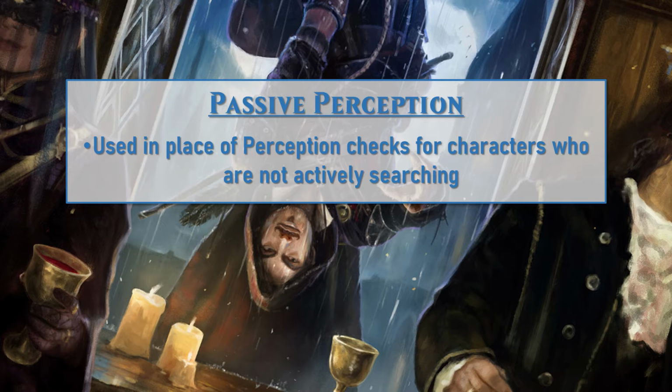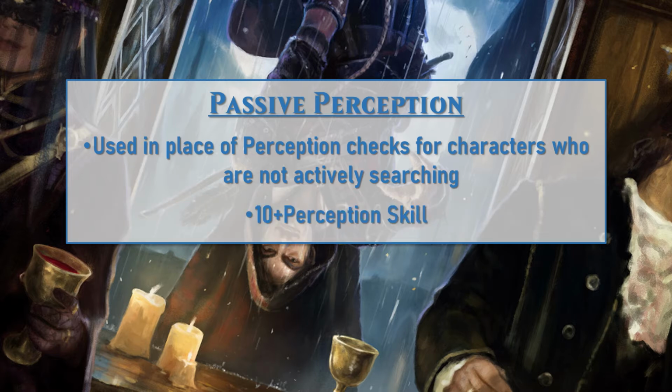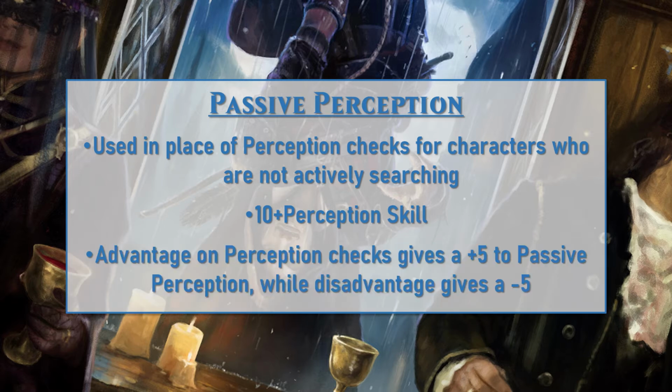To determine what a passive perception is, it will be 10 plus the perception bonus of the creature involved. However, you also will give that creature a +5 if they have advantage, or would have advantage on a perception check in that situation, or a -5 if they would have disadvantage for that passive perception score. And that's something to keep in mind whenever you are determining what the passive perception in a given situation is.